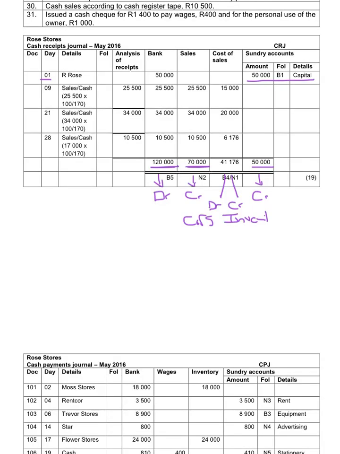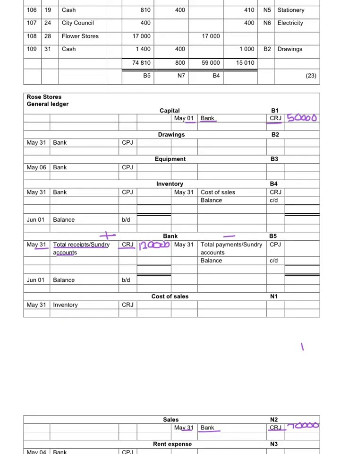The cost of sales account and the inventory account will be recorded with 41,176. We sold inventory, so the inventory decreased because we have less inventory with 41,176. The account that we will debit is cost of sales. So you can't write bank there because this amount was not included in your bank column. And this is posted from the cash receipts journal.